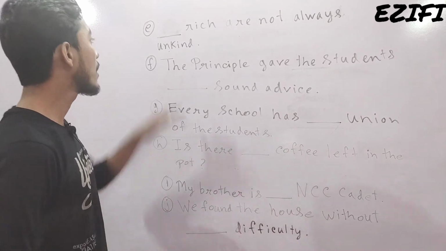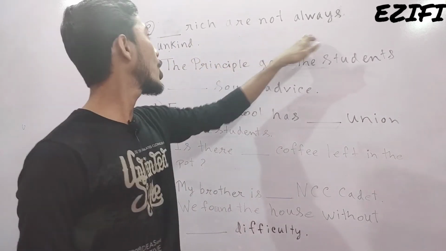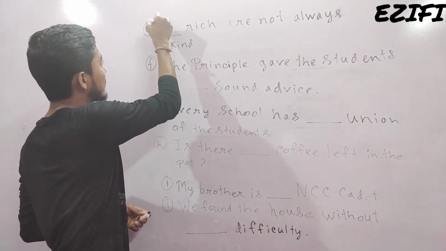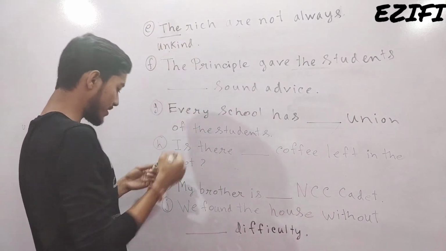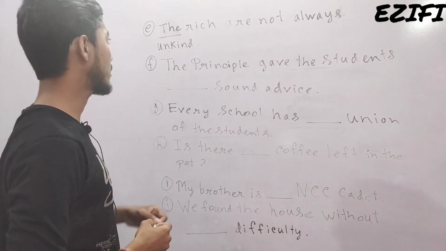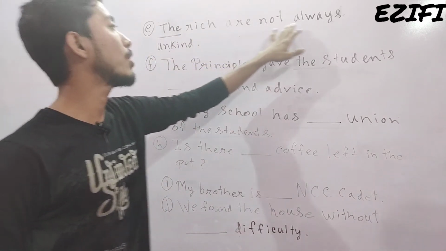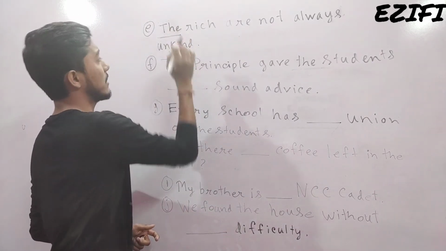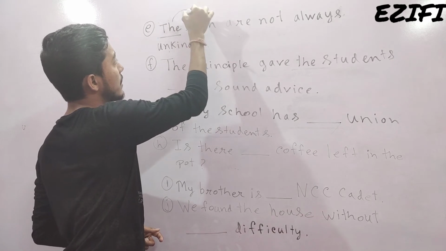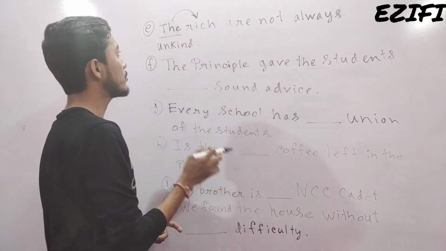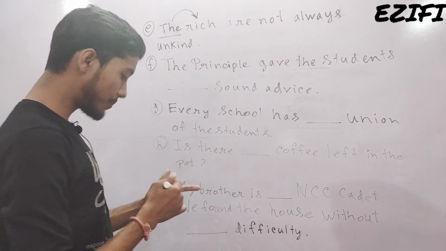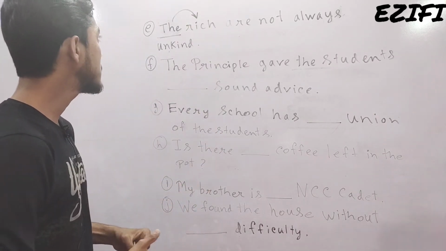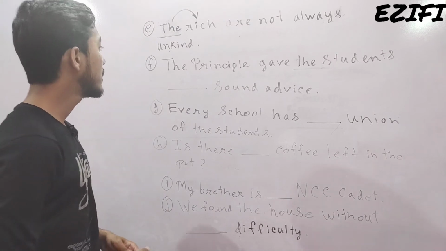Next question, the rich are not always unkind. The question was dash rich are not always unkind. Now the here is used to refer to the rich kind of people, to specify the rich people. So that is why we have used the article the.